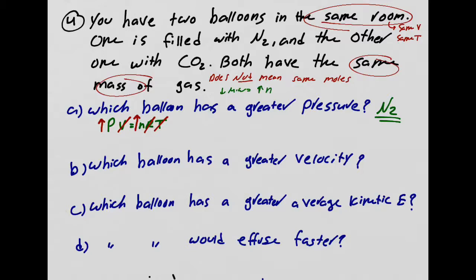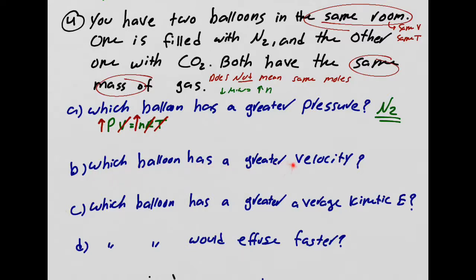Again, if you're not understanding this part, if you're having a hard time grasping it, sometimes I do too, just say same mass. You have 20 grams of each, divided by the molecular weights, and then see which one is going to give you more moles. And you'll see that would be N2.